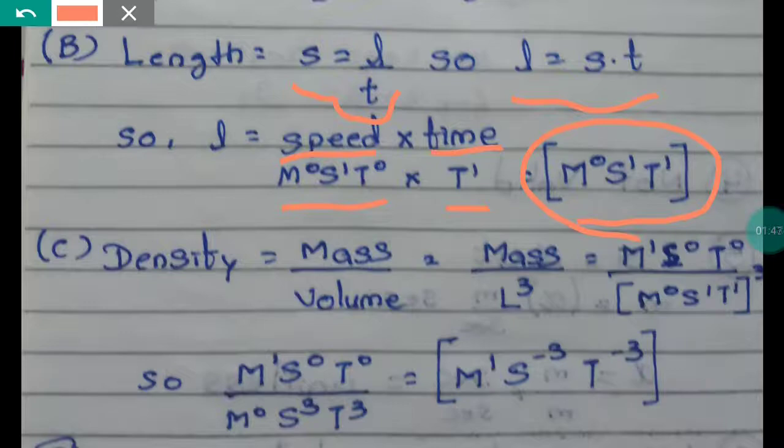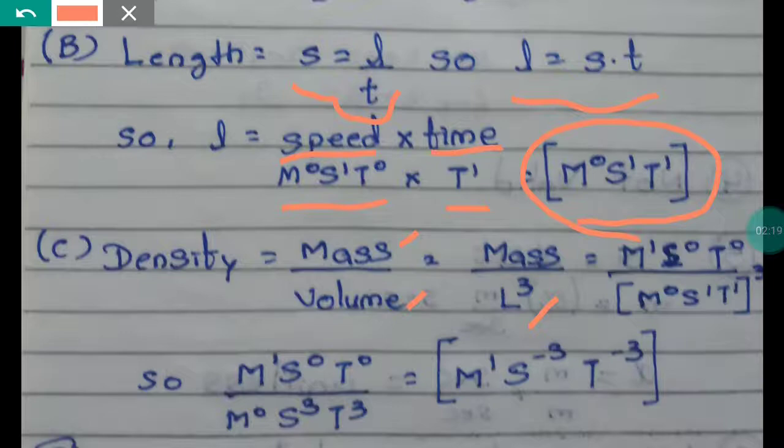Okay, now coming to question number 1c, density. Go to the basic formula. Density is equal to mass upon volume. What is volume? Volume is equal to length into length into length. Now what are the dimensions of length? See, dimensions of mass, it's very simple. In the numerator, the dimensions of mass will be m1, s0, t0, because only mass is there, speed and time are not there. Okay, now length.